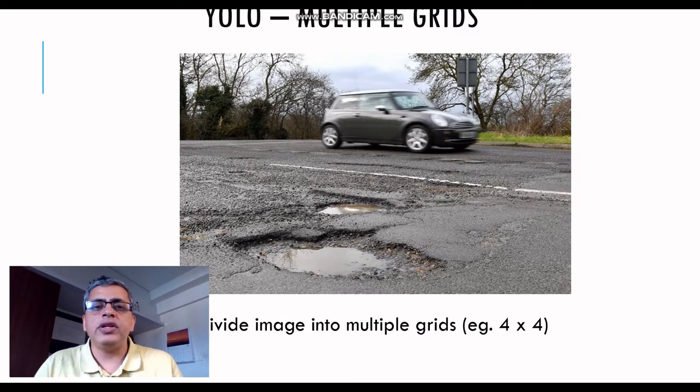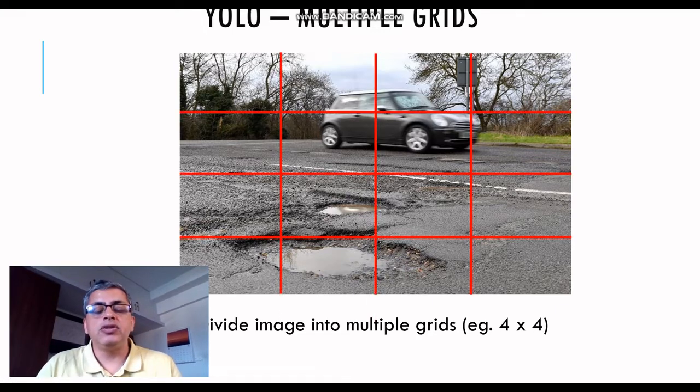Let's now dive into a little more depth into what YOLO is. As we said earlier, the start of the process is dividing an image into different grids. For simplicity, let's assume the number of grids is 4. So here we have divided the image into 4 by 4 grids, so we have a total of 16 grids here.